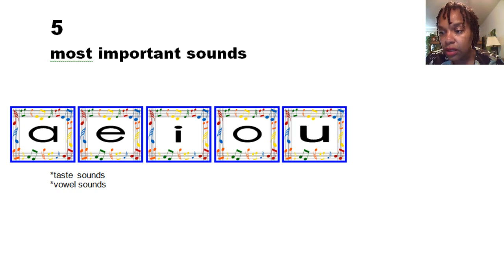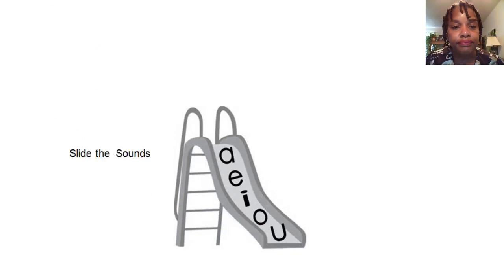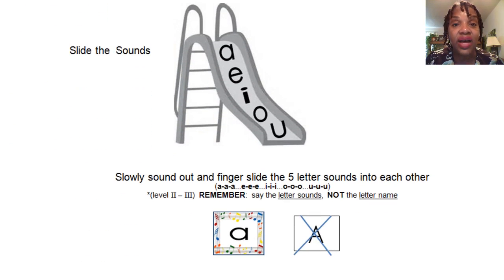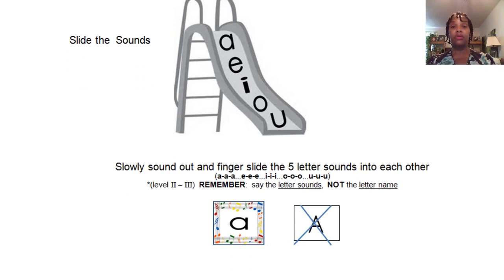All right, so let's slide these 5 sounds together, right? We're going to start at the top sound, and we're going to end at the bottom sound. We're going to slide one sound into the next sound. Ready? Let's do it at a count of three. One, two, three, go.